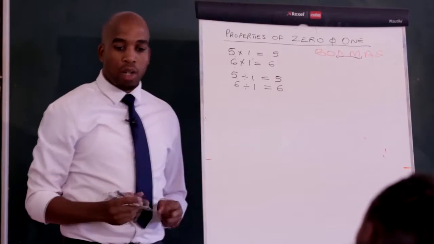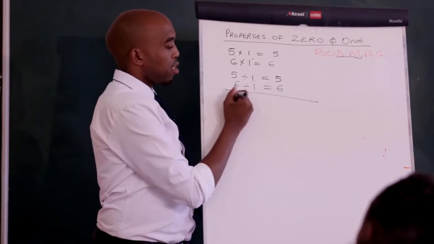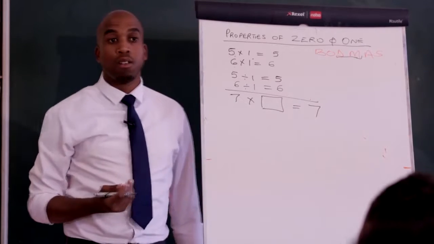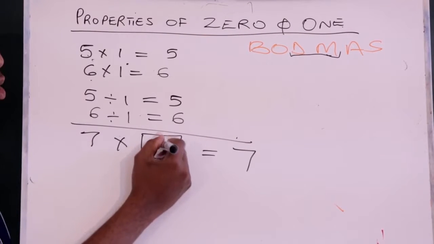Easy. Right. Okay. If I had to ask you a question: 7 times blank is equal to 7. What will be the answer here, again, my classmate? What will be the answer, my classmate? 1. Okay. That's it.